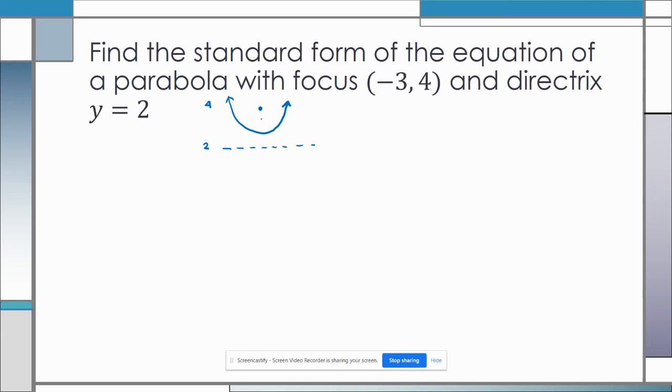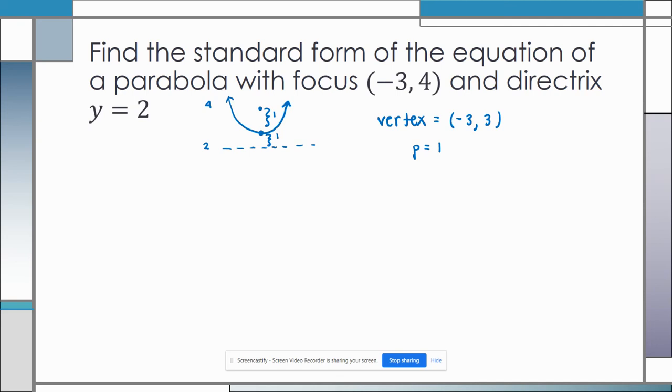Remember, your focus is always going to be lined up to your vertex. That means in this case that for my vertex, the x value is not going to change. That has to stay -3. So if I know that 4 is where my focus point is and 2 is where my directrix is, I need to know what's halfway between that, and that's going to be 3. So my vertex is at (-3, 3). So what's the distance between my vertex and either one of those? Well, I had to go up and down 1. So that means that my p value is 1, and it'll be positive because my graph is opening up.